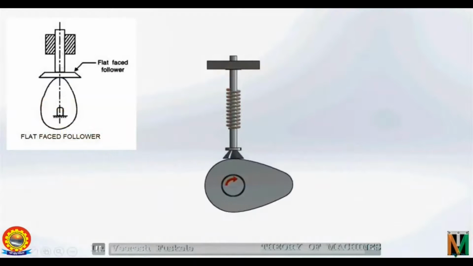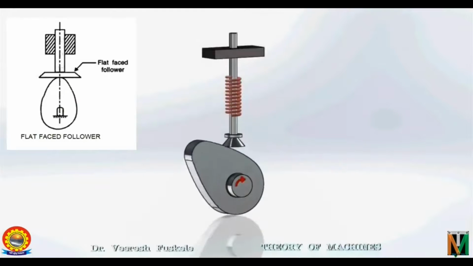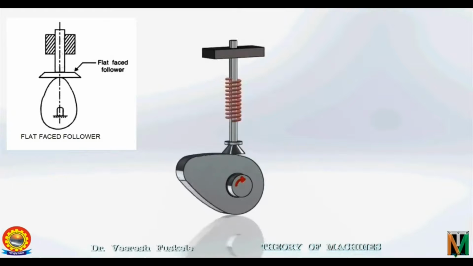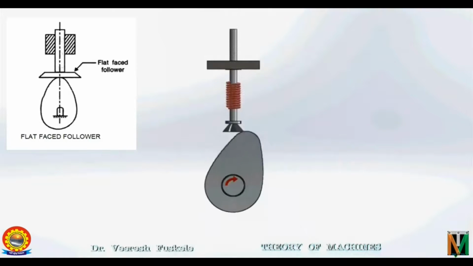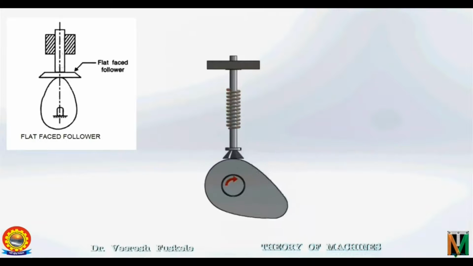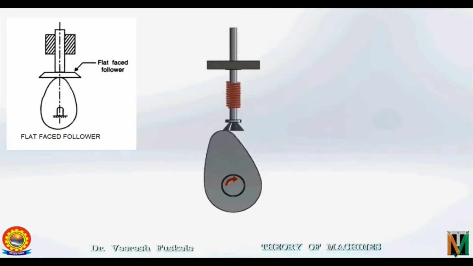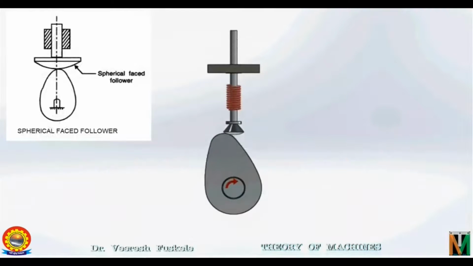This is a flat faced follower. You can see the surface of the follower is flat. This has an advantage that it does not pose the problem of jamming the cam. However, high surface stresses and wear are quite high due to deflection and misalignment of the flat-faced follower. These disadvantages are reduced if a spherical faced follower is used.